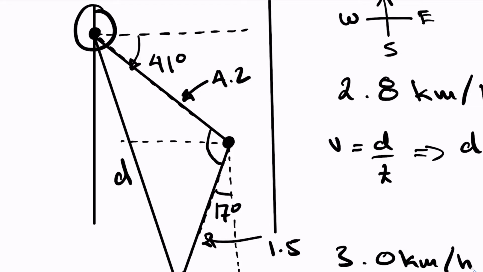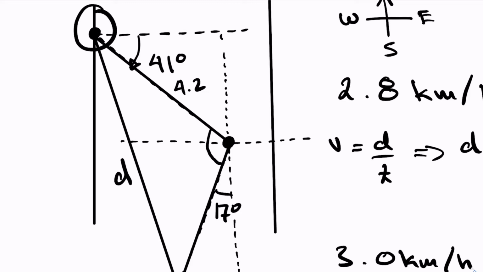Remember, this is east-west, and then up and down is north-south. And let me clean this up a little bit. Okay, I'm going to put a 4.2 here. I'm just going to clean this up as well. This is my 1.5. Okay, and I'm dropping the units.